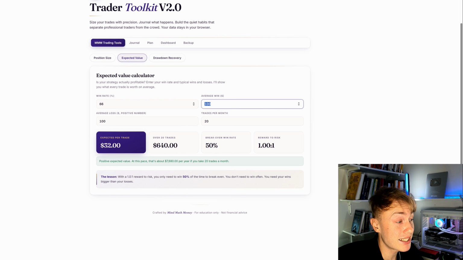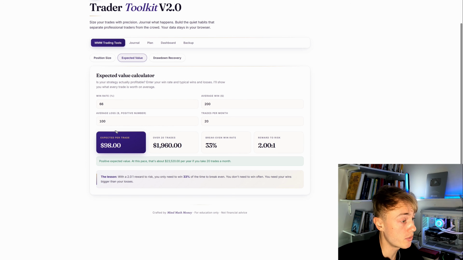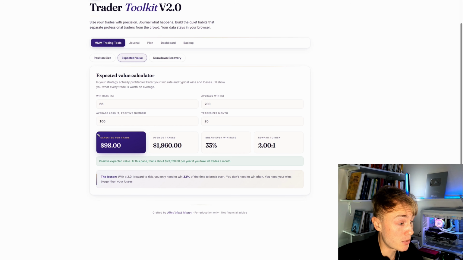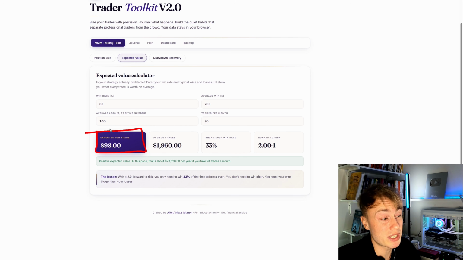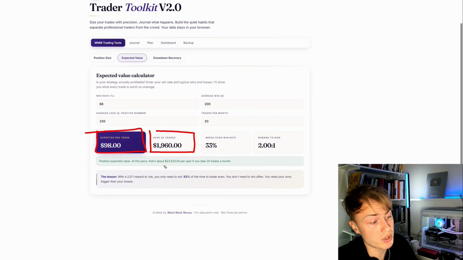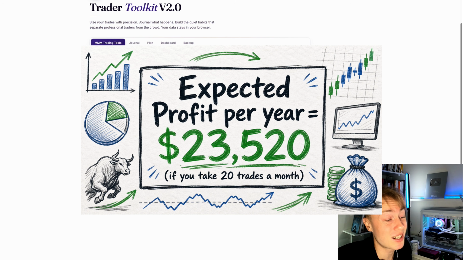Let's say we have a 66% win rate with a 2-to-1 risk to reward ratio. So remember, now our reward is twice the size as our risk. Now you can see that the numbers are much better. We expect to win around almost $100 per trade, which gives us around $2,000 for 20 trades, and around, as you can see right here, around $23,500 per year if you take 20 trades per month.